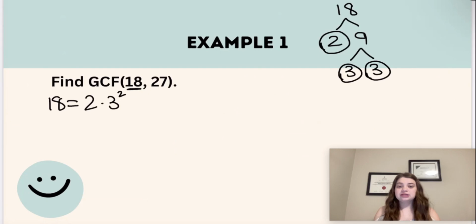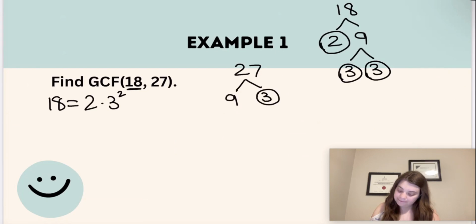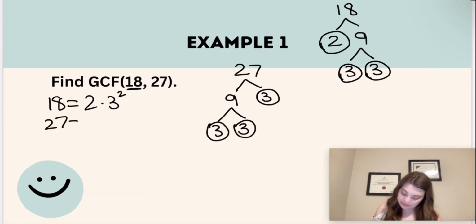Now, what about 27? Well, 27 is equal to 9 times 3, and 3 is prime. 9 is equal to 3 times 3, and those 3's are prime as well. So therefore, 27 is equal to 3 times 3 times 3, or 3 cubed. So to find the greatest common factor, I need to circle any factors that these have in common, and also the number of times they occur needs to be taken into account as well.